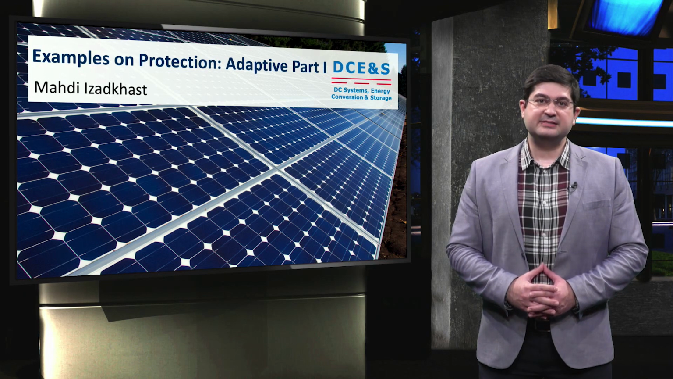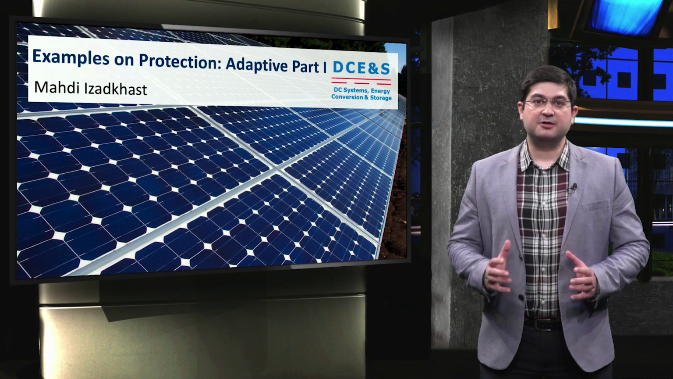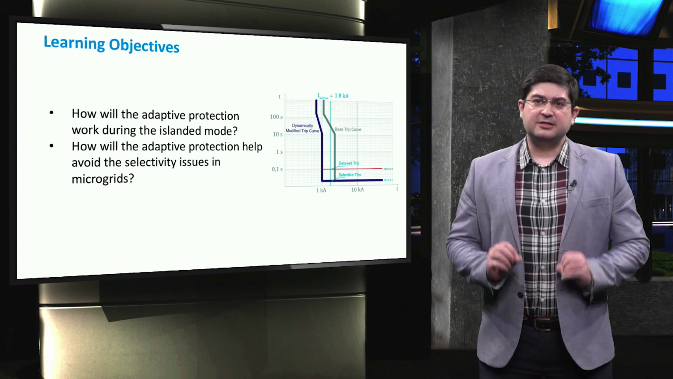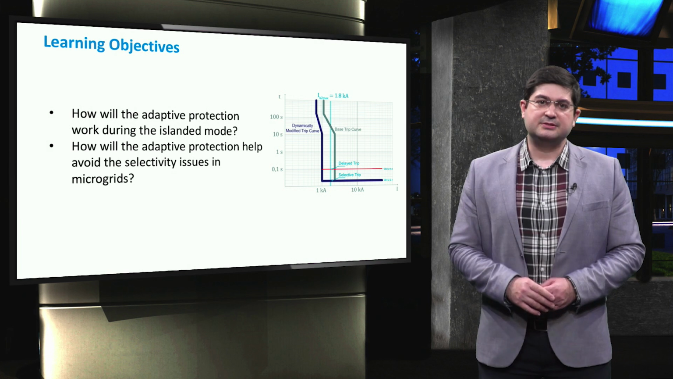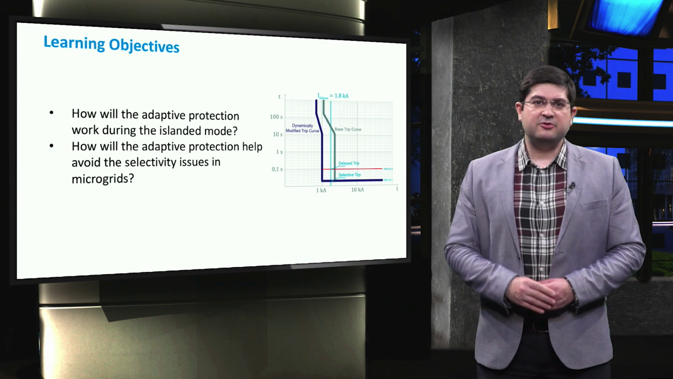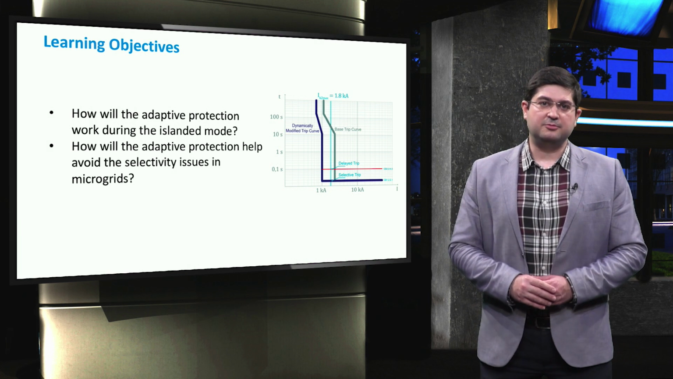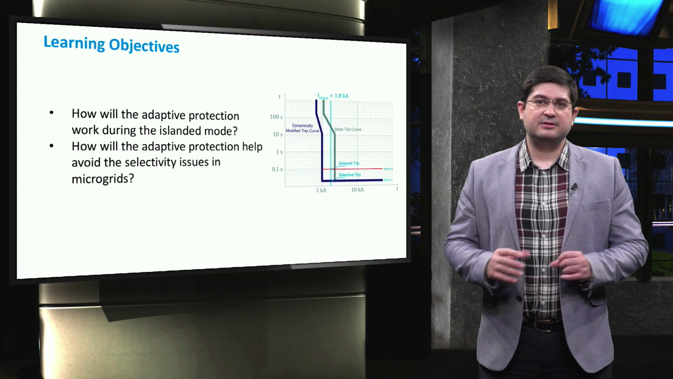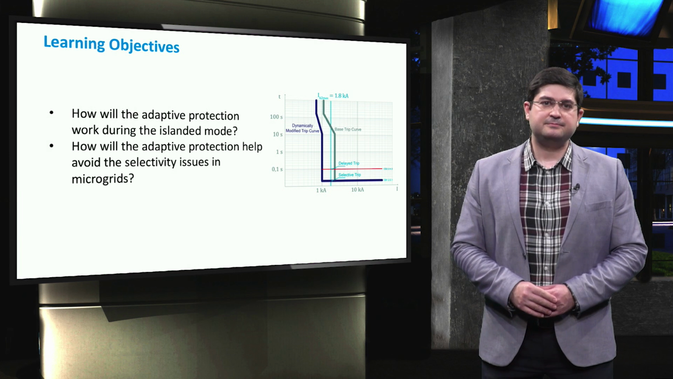In this video, we present a brief illustrative example of a microgrid during the islanded operation. The main learning objectives will fall under two questions. Firstly, how will the adaptive protection work during the islanded mode? Secondly, how will the adaptive protection help avoid the selectivity issues in microgrids?